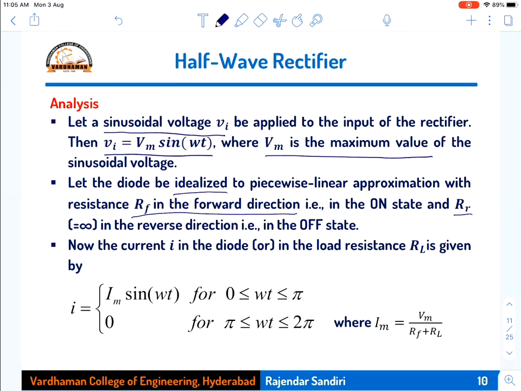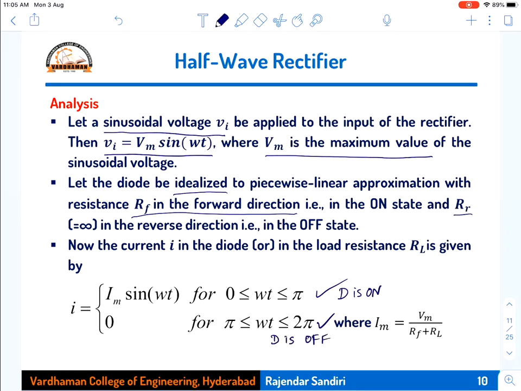Now the current I in the diode or in the load resistance will be I is equal to Im sin omega t from 0 to pi. This is for half wave rectifier. I is equal to Im sin omega t for 0 to pi, and I is equal to 0 from pi to 2 pi. So in the first half cycle from 0 to pi, diode is on. Therefore, you are getting current. In the second half cycle from pi to 2 pi, diode is off. Therefore, the current is 0.